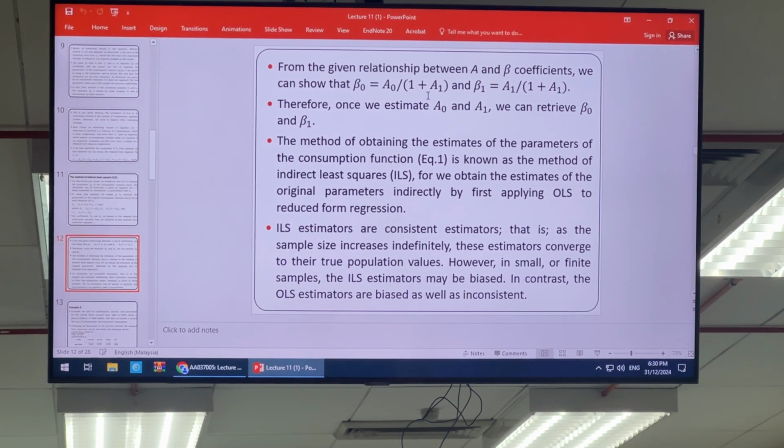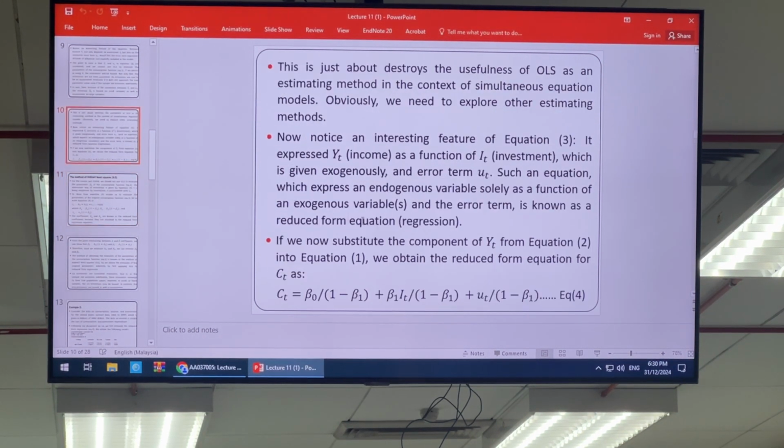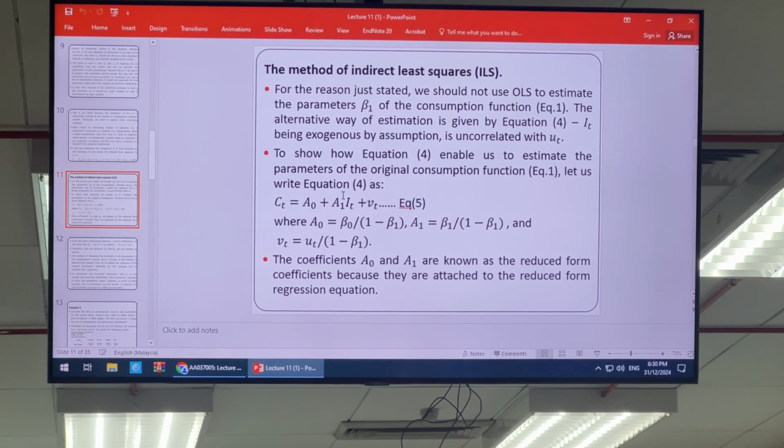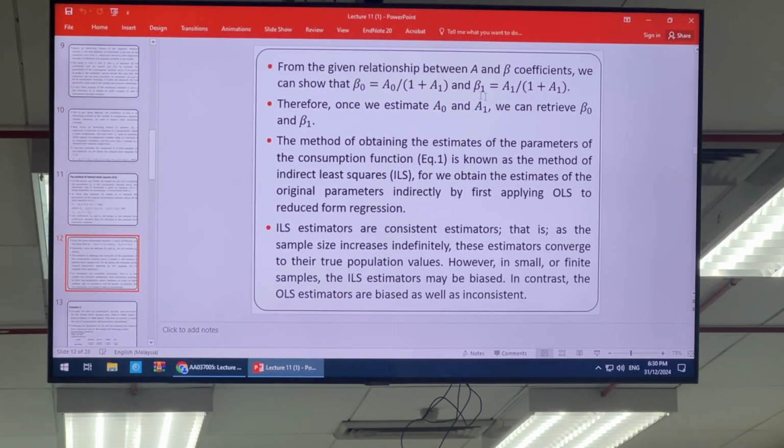So you can use this. A0 and A1 from the reduced form equation. A0 and A1, if you regress this against I, are the intercept and the slope from the reduced form equation. Each of these represents an estimate of this one, equal to this one, so you can use that formula, then you get the estimate. Therefore, once we estimate A0 and A1, then we can retrieve beta 0 and beta 1.